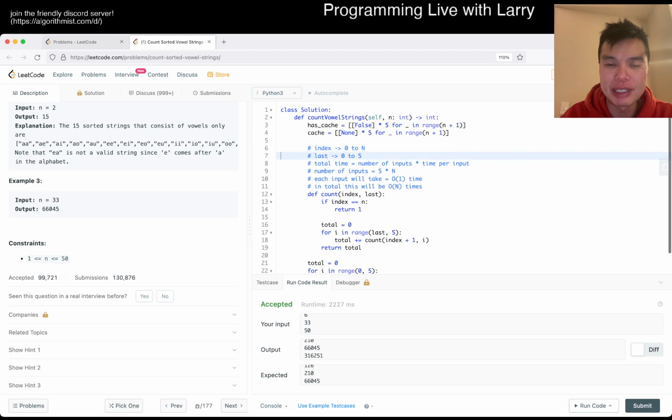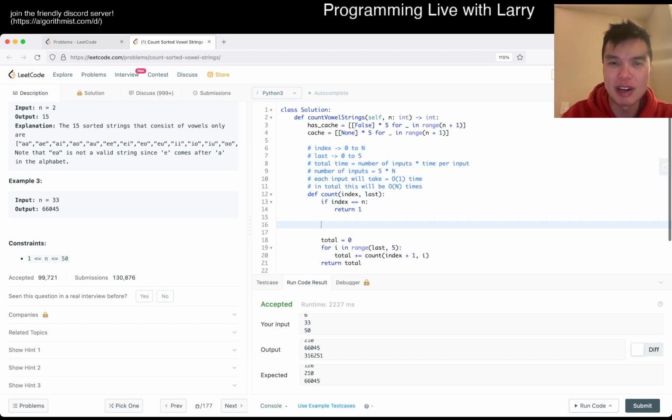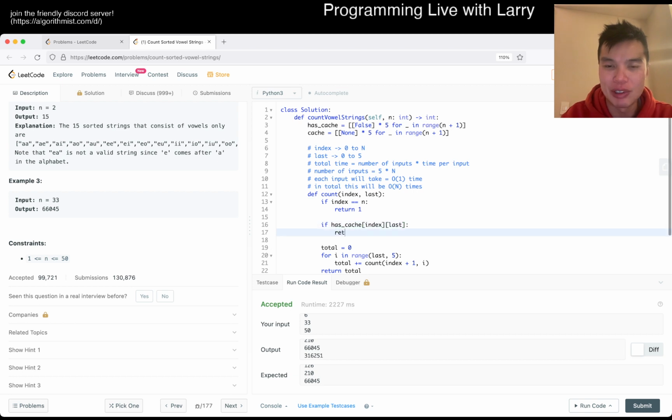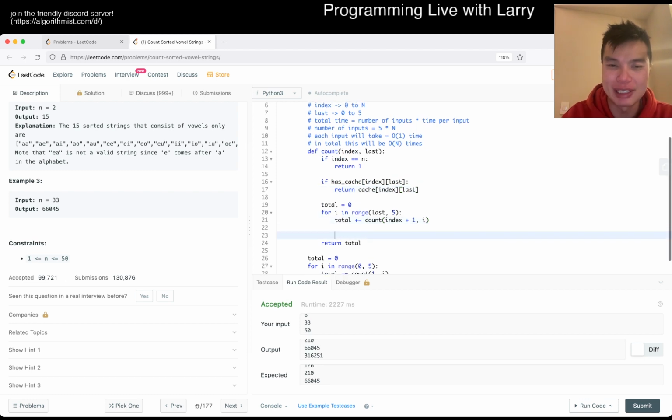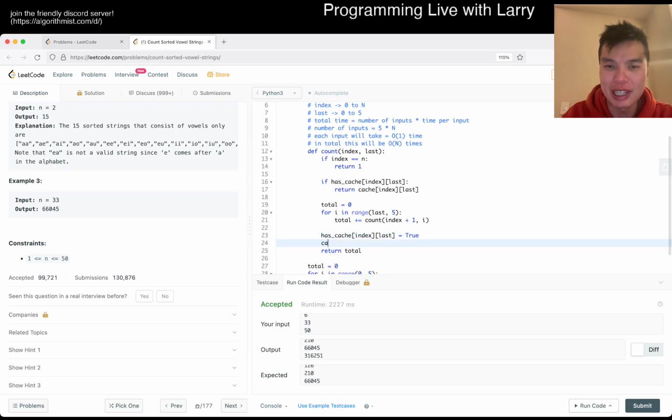And now we can reduce this a little bit by saying, okay, if has cache of index and last, then return cache of index and last. And then of course we can now just cache this by saying, okay, we have the answer, let's cache it. It goes to true, and then cache of index of last is equal to total. And that should be good enough.